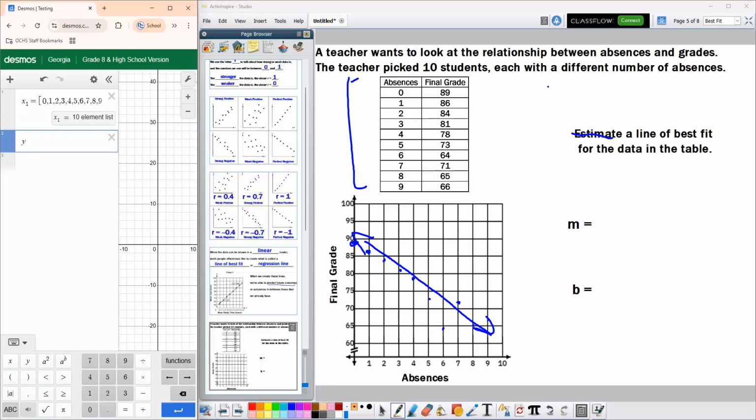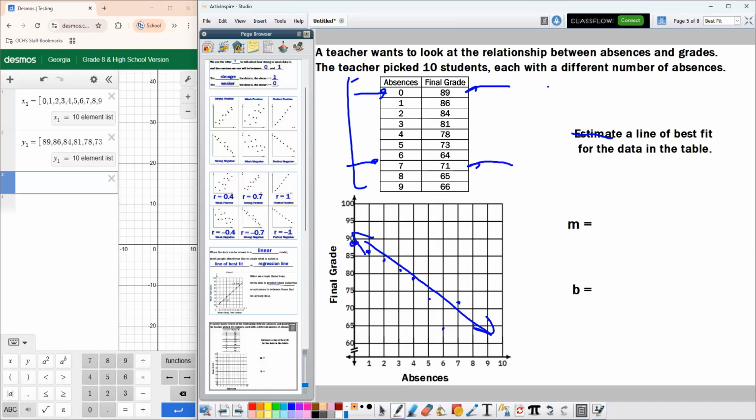Y1 equals 89, 86, 84, 81, 78, 73, 64, 71, 65, and 66. I got 10 again. Very important that if 0 is the first number in your list on the left side for X1, then 89 needs to be your first number for Y1. Those have got to match up. If 7 is the eighth number, then 71 needs to be the eighth number. Make sure that you go in order each time, or it's going to be completely wrong.